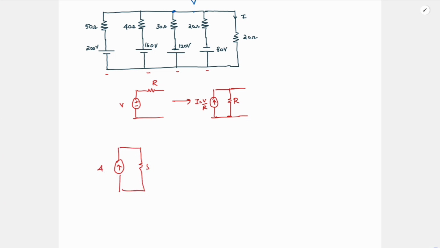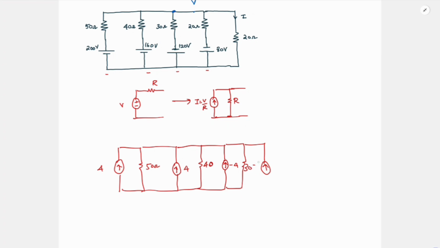It will come in parallel with 50 ohm. Next, 160 by 40 is 4 again, so it will come in parallel with 40 ohm. Again, here it is minus 120 by 30, so it is minus 4, or you can write 4 and invert the arrow, and here it is 30 ohm. Similarly, minus 80 by 20 is minus 4, and this is 20 ohm, and this is again 20 ohm.